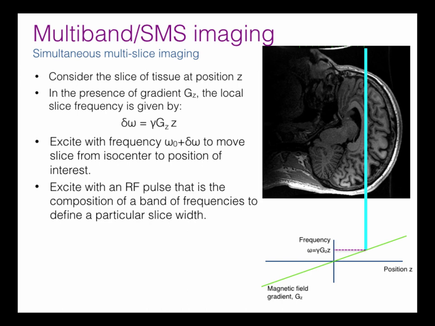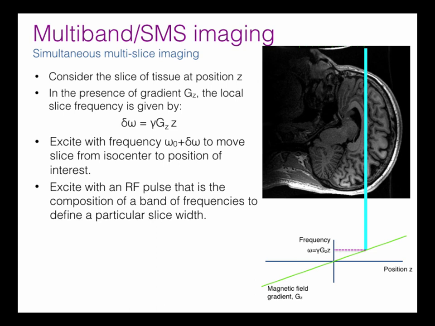Okay, the last acceleration technique I want to mention is something called multiband, also known as simultaneous multi-slice data acquisition. And I'm going to return to this idea of slice selection, which we talked about much earlier. Again, if you recall, we put a gradient on what's called the slice gradient, and we excited a band of frequencies around the center of this slice. And how wide that band of frequencies is determines how thick the slice is.